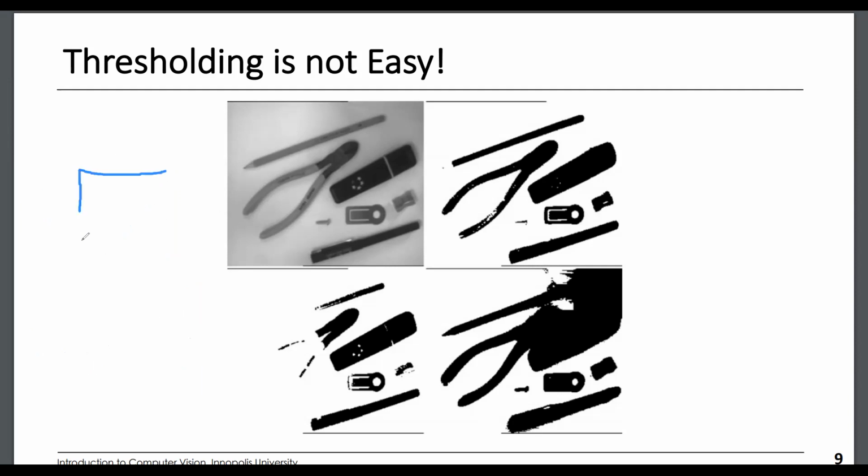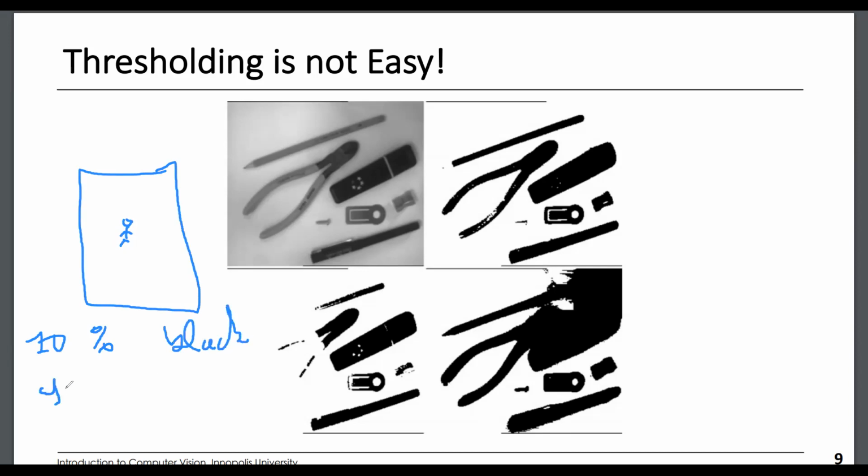But what if we have this problem, which is the most common problem ever? The cat is very small inside the picture. Let's say we only have 10% of the pixels as black and 90% of the pixels as white. This means if we take the average, the value is going to be very high, something around 225, for example, because it's highly influenced by the white pixels. So the white pixels are the ones which are making most of the problems.